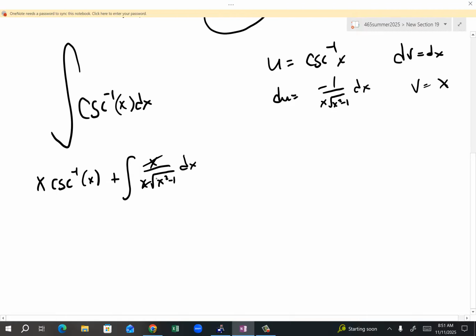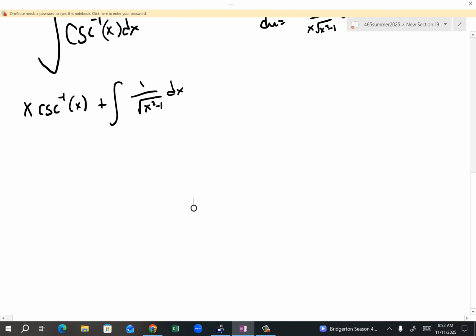And so you're left with that. So that's trig substitution, right? Remember that back in the day? About a week ago. So let's let x equal secant theta. So dx is secant theta tan theta d theta.